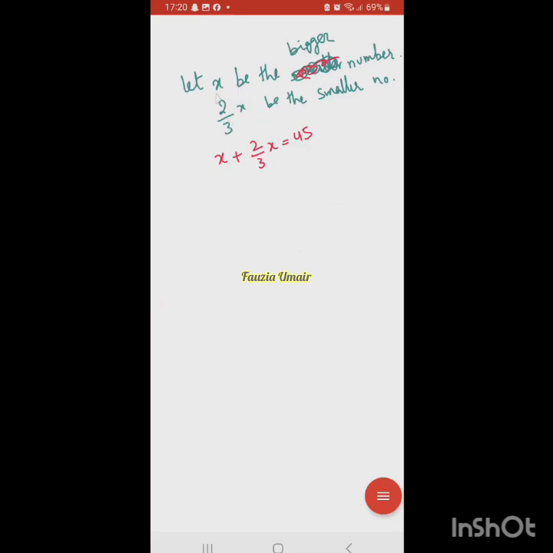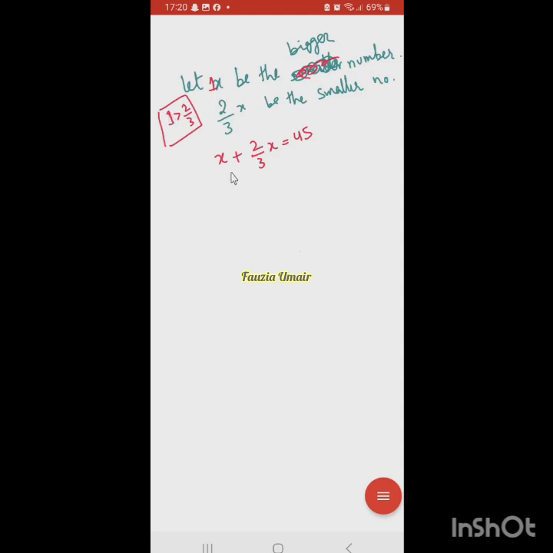Now why did we not assume the smaller number? Because 2/3 x is the smaller number, since the coefficient of x is 1, and you know that 1 is bigger than 2/3. 1 whole is bigger. So that's why we said let x be the bigger number and 2/3 x the smaller number.